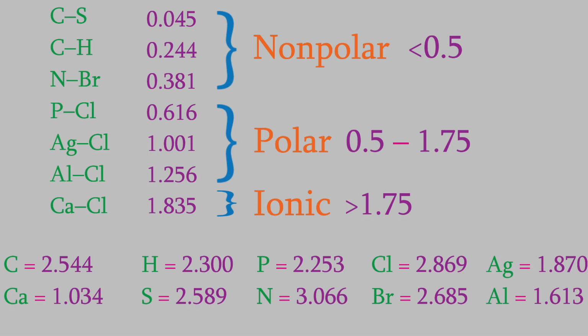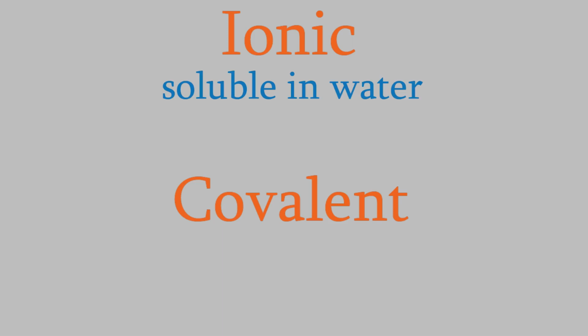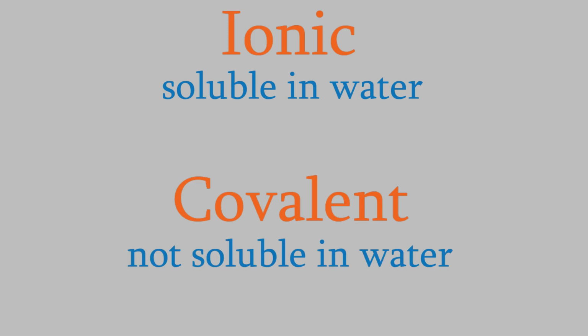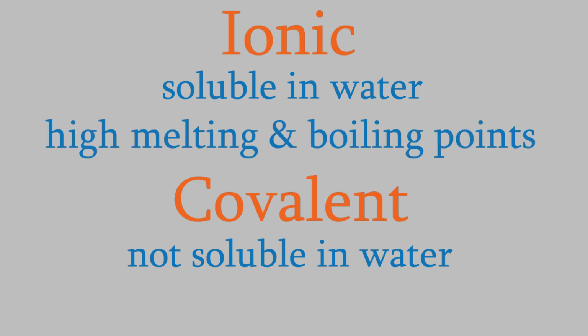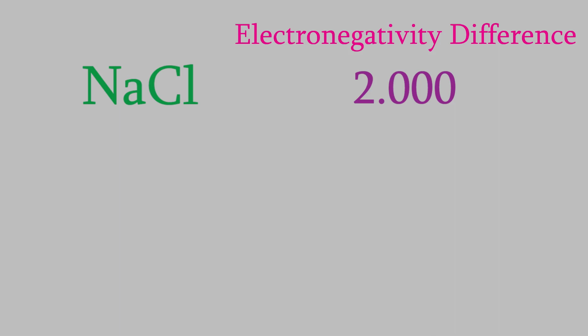The difference between covalent and ionic bonds is especially interesting. It turns out that molecules that consist of only ionic bonds are usually soluble in water, and molecules that contain only covalent bonds often aren't soluble in water. Also, molecules that contain only ionic bonds usually have a higher melting and boiling point than molecules with only covalent bonds. For example, the electronegativity difference between sodium and chlorine is 2.00, so it's an ionic bond. On the other hand, the bonds in a molecule of carbon disulfide have an electronegativity difference of just 0.244, so those are nonpolar covalent bonds.